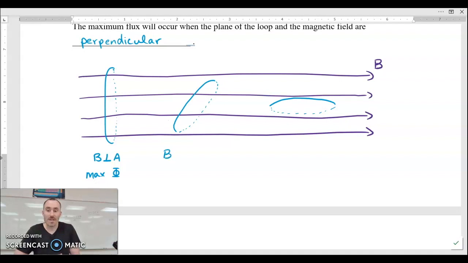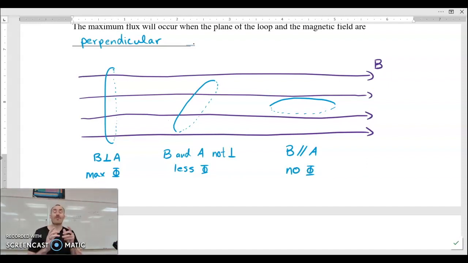Here we have B and A. They're not perpendicular, but they're also not parallel to each other. And so you just get some flux, just less flux than you did when they were perpendicular to each other. And in the final one, your field is parallel to the area, or to the plane of the loop. That's really what we're talking about. Then you get no flux.